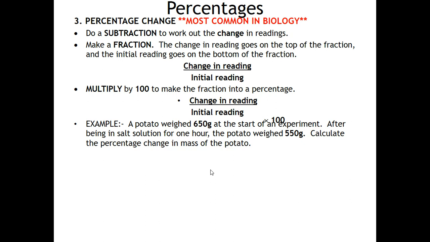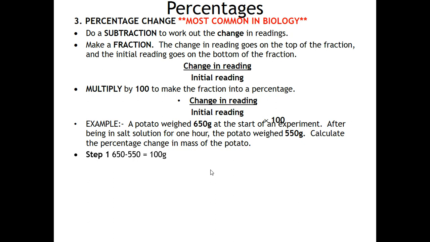A potato weighed 650 grams at the start of an experiment. After being in salt solution for 1 hour, the potato weighed 550 grams. And if the keen eyes amongst you will spot this as an osmosis question, but it's all skills, it's all problem solving. Calculate percentage change in mass of the potato. So obviously the first thing we do is do our subtraction. So we subtract 550 from 650, which gives us 100 grams.